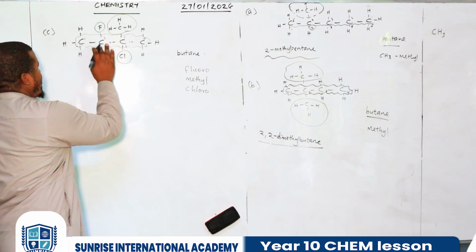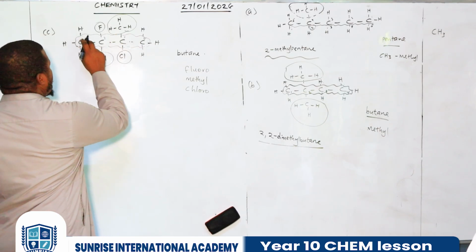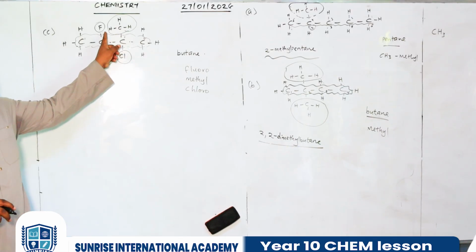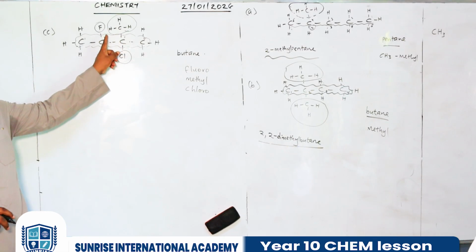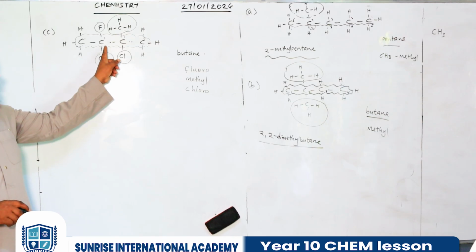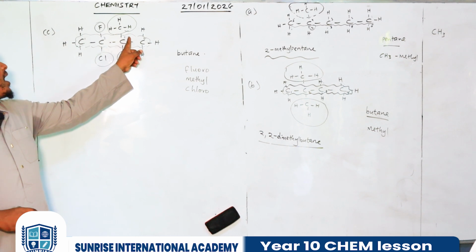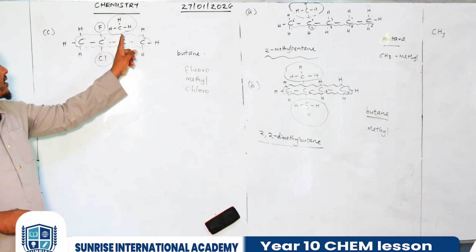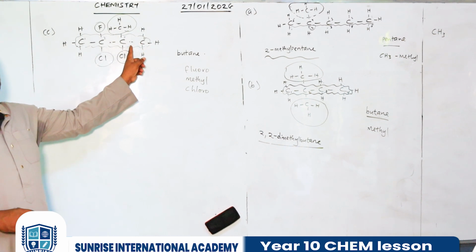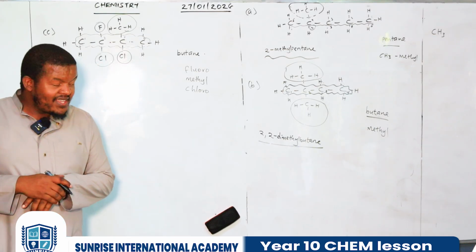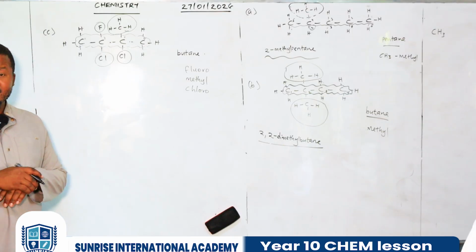Let me number from the left-hand side to the right. 1, 2, 3. At carbon number 2, we have a fluoro. Carbon number 2 again, we have a chloro. Carbon number 3, we have a methyl. Carbon number 3 again, we have a chloro. So we understand each other, we are okay up to that point.